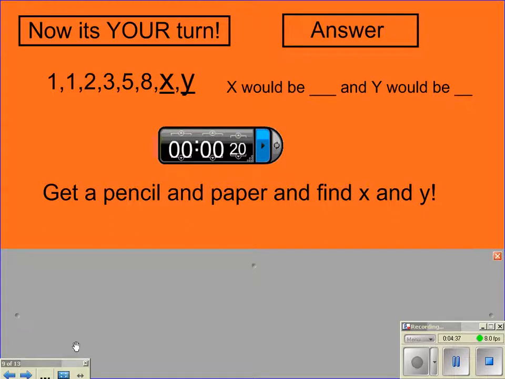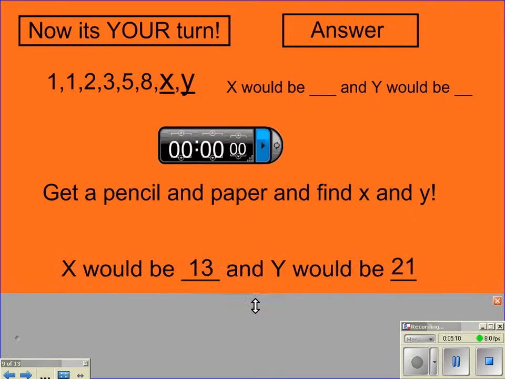Now it's your turn. Get a pencil and paper and find X and Y. Did you find the answer? X would be 13 and Y would be 21.